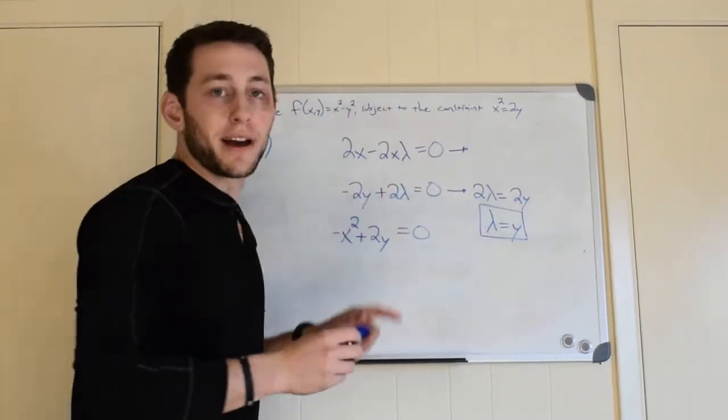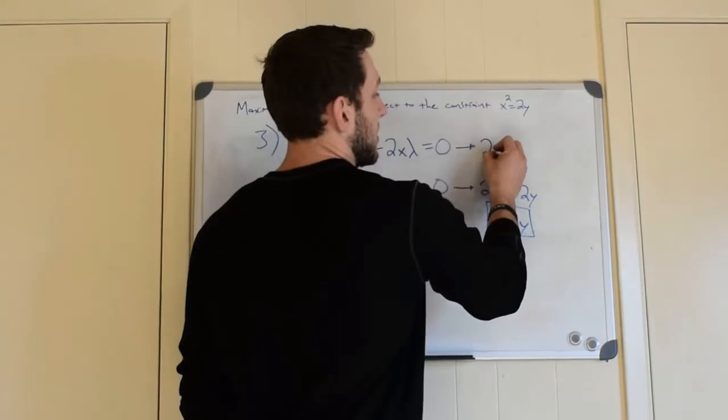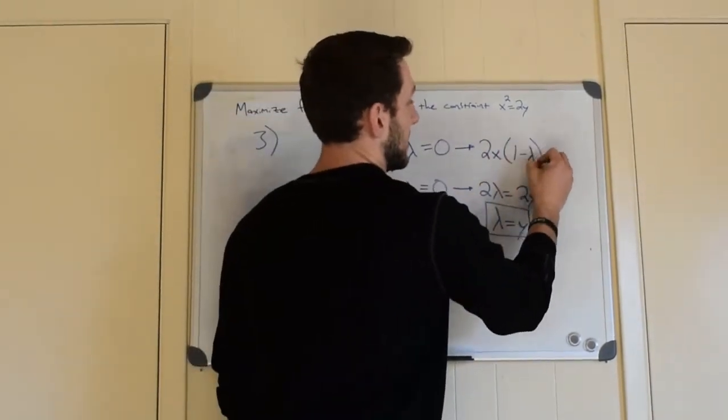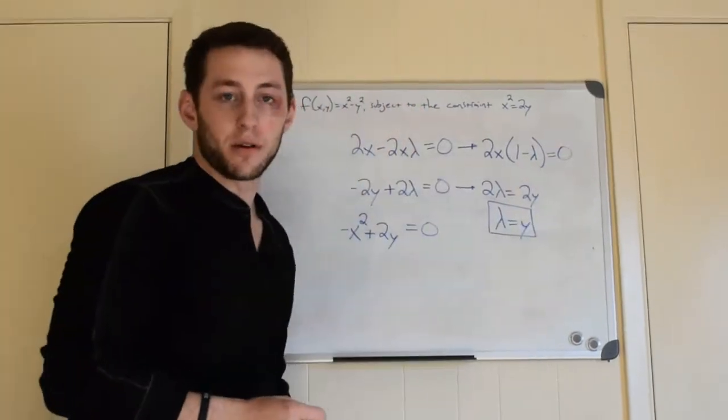From this, what I can get is 2x, and then factor it out will leave me with a 1 minus lambda on the inside, equals 0.